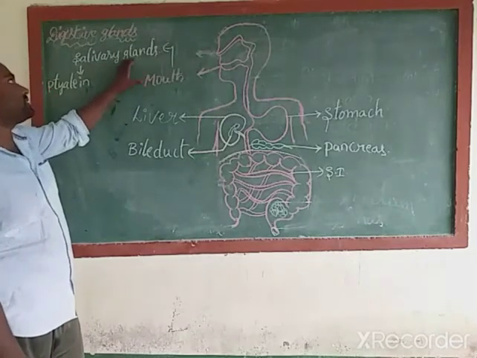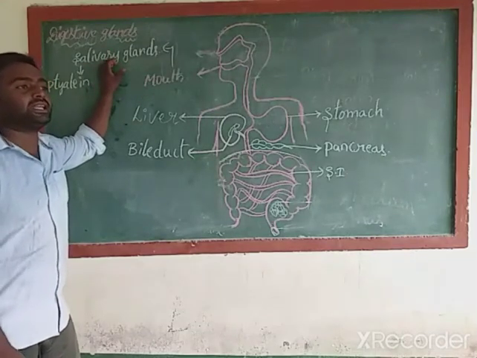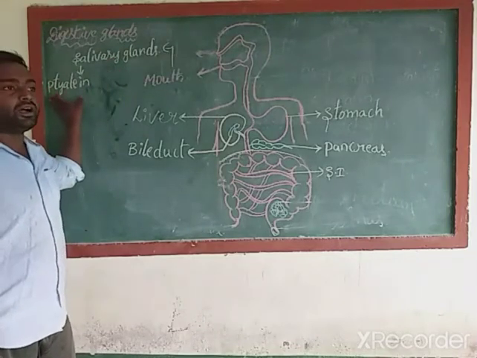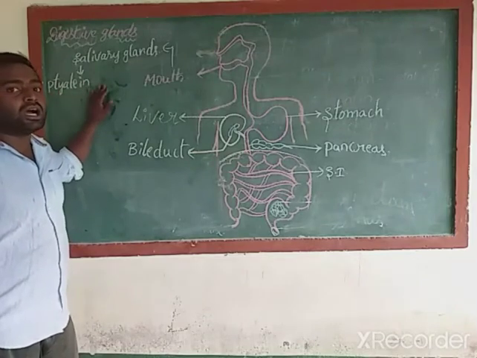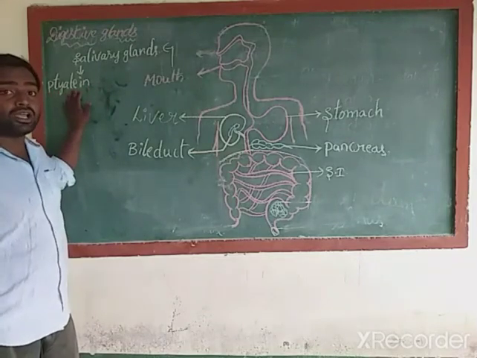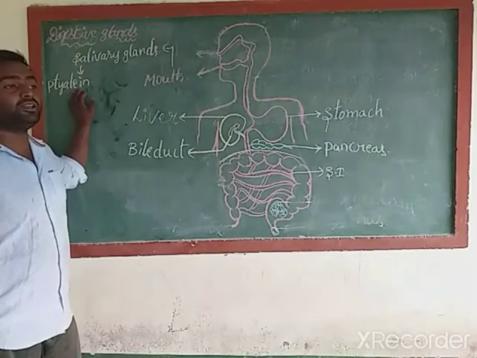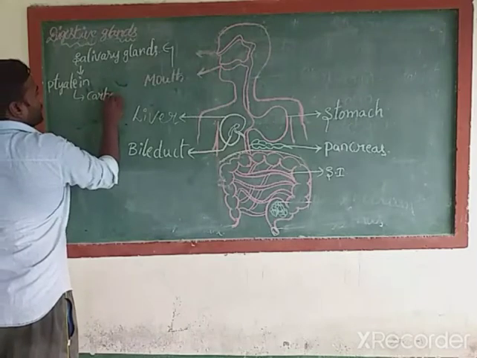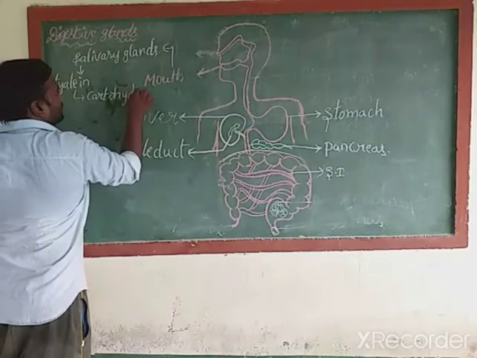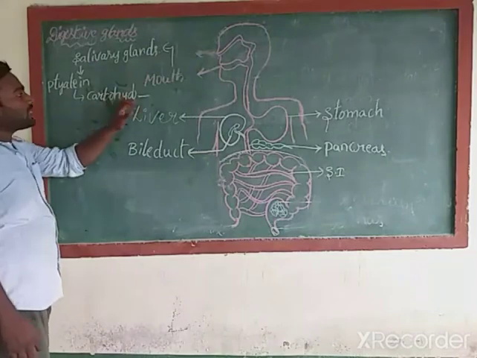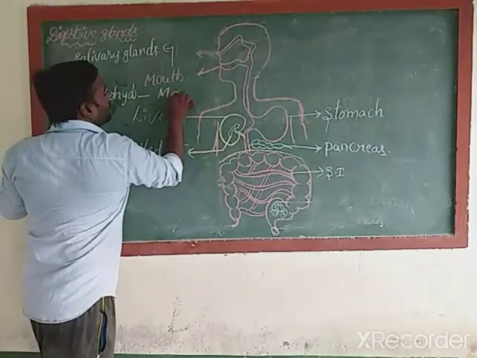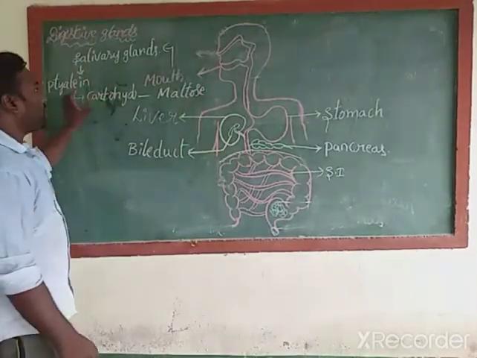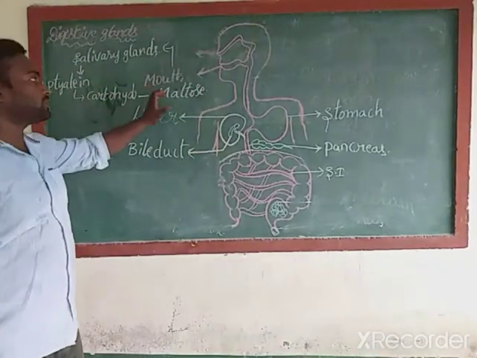Our mouth contains salivary glands. Salivary glands release saliva. This saliva contains a hormone. Which hormone? Ptyalin hormone. This ptyalin is useful for carbohydrate digestion. It converts carbohydrates into maltose. Here carbohydrates are the complex form, and maltose is the simpler form.